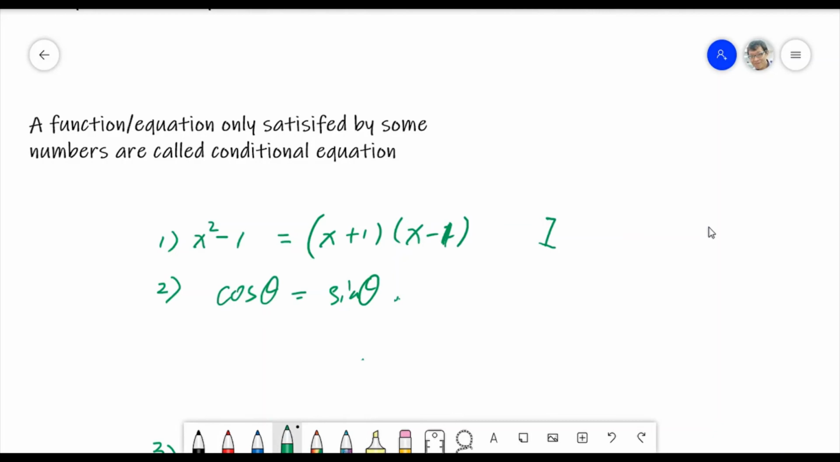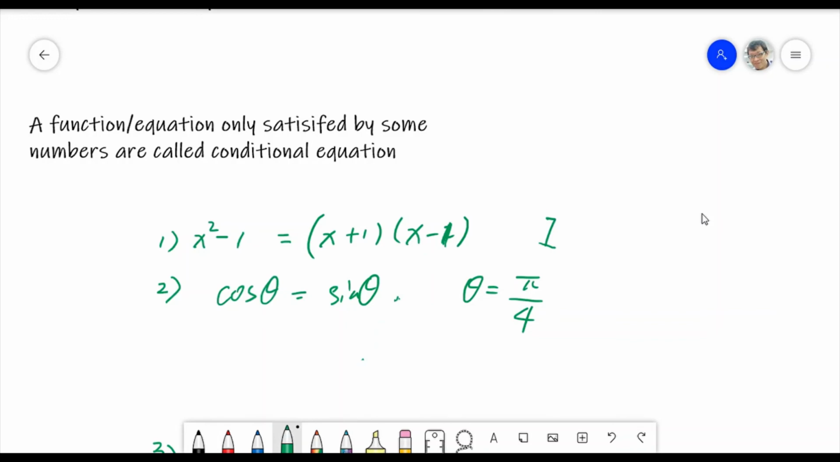How about the second one? Cosine theta equals sine theta. Is that universal, R? Definitely no, right? Because cosine 90 is not equal to sine 90. Cosine 90 is 0. I mean 90 is in degrees. Or you change to radians, it will be cosine pi over 2, and it's not equal to sine pi over 2. Only under what condition are they equal? When theta equals pi over 4. They're the same, right?